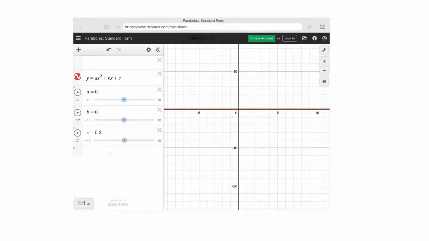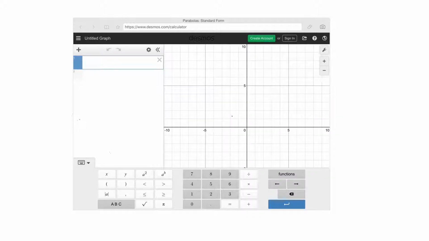So now let's look at the general form of a quadratic equation and look at how the graph varies when you change the values of the coefficient of x squared, that is a, the coefficient of x, that is b, and the value of c. So let's look at what changing these values would do to the graph.